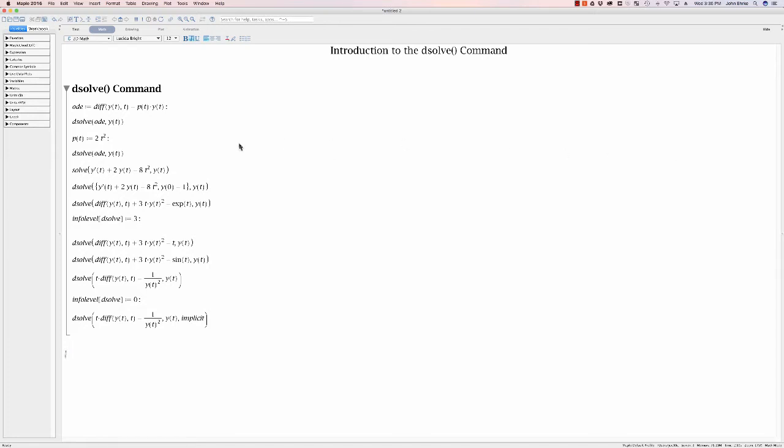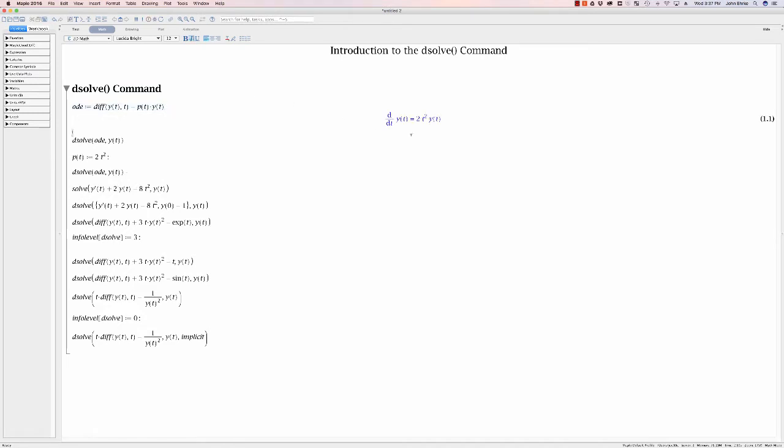So I'm going to start by suggesting that when you are using differential equations in the course, you go ahead and define the ODE. You can call it whatever you like, but go ahead and define it. That way when you use dsolve, you can just say dsolve the ODE and then solve it with respect to y of t. So I'm going to store ODE, and if I take off the colons, we can see what it is I stored. I stored this differential equation.